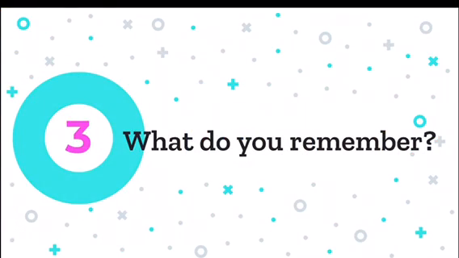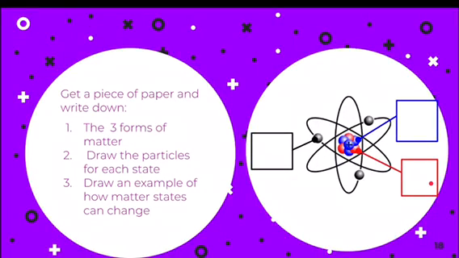So, what do you remember? Get a piece of paper and write these things down. The 3 forms of matter, how particles look for each state, and draw an example of how matter can change. Then, you can fill out the parts of an atom. I added a little hint here to see if you can remember which part of an atom gives a positive charge.